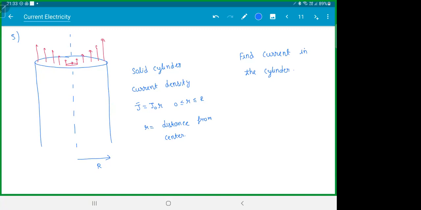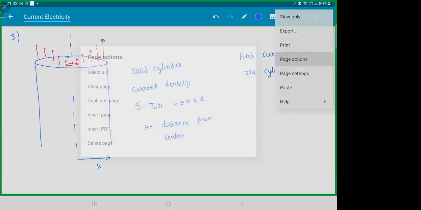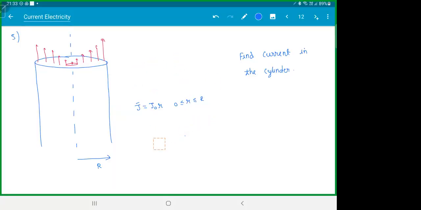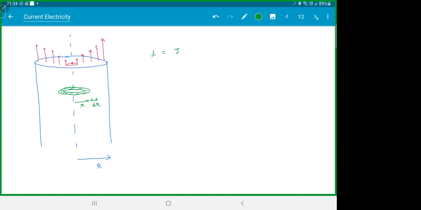J naught R cubed by 3. How do you choose an element here? This is what you do now. At a distance x, we take a thin sheet. So current in that small sheet will be J into area, dA. This will be small current. J will be J naught into x, area will be 2 pi x into dx, the circumference.